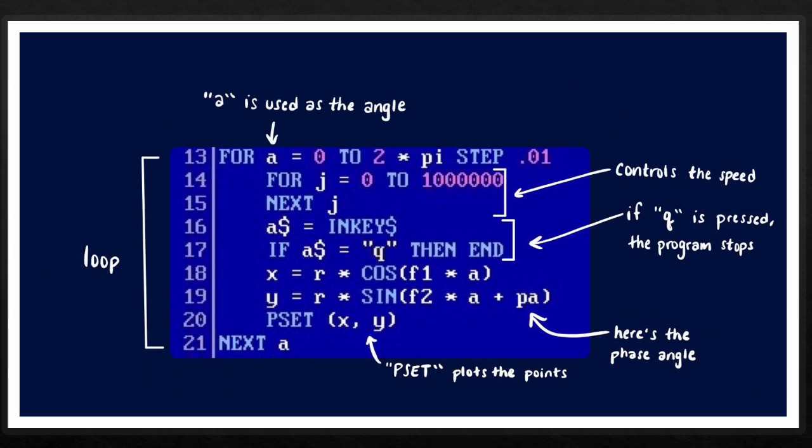Now we have a for loop. A is the angle, and step tells it to increment. The for loop using J tells the computer to count to 1,000,000. This helps slow it down so we can see each iteration. A $sign tells the computer to end when Q is pressed.